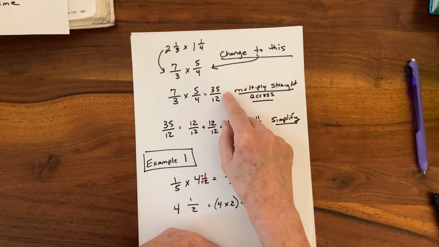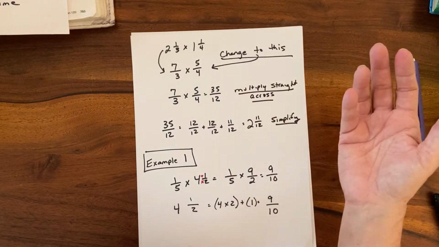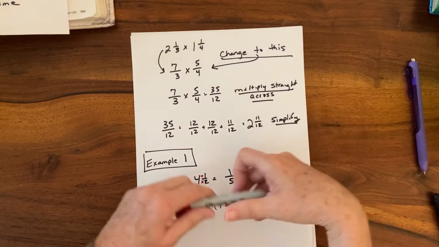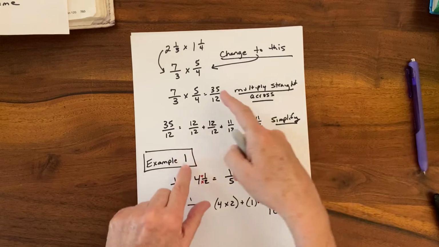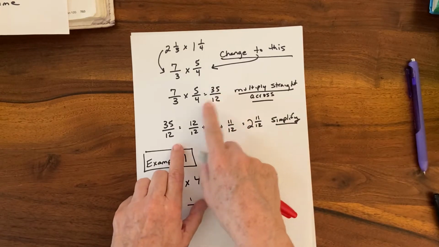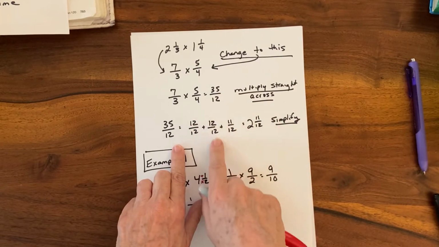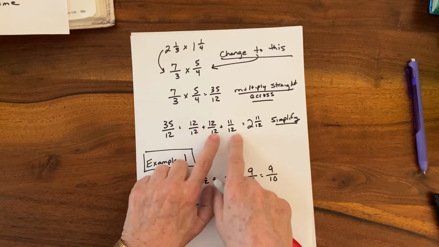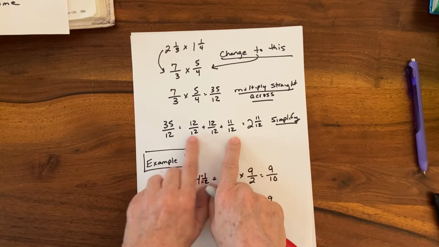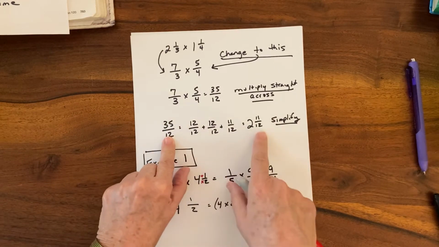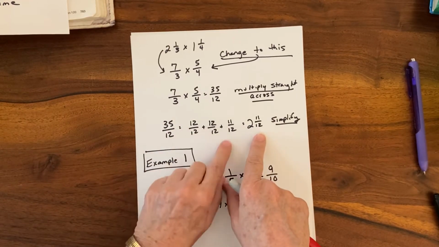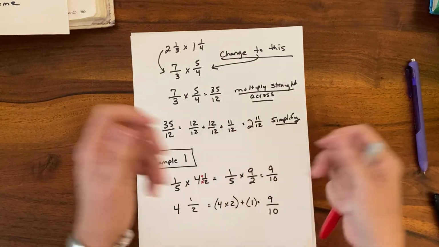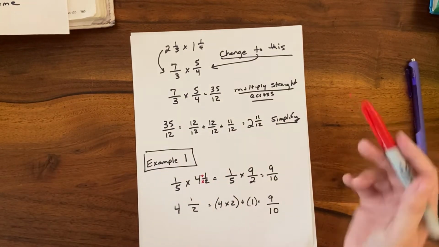Well, now I have an improper fraction, so I'm going to simplify or reduce that. I know that it's a division problem. I also know that there's 12 over 12 plus 12 over 12, and then I have 11 left over. So I know that 35/12 is the same as 2 and 11/12. So I've simplified that. So that's a little bit of a hard one to start with.